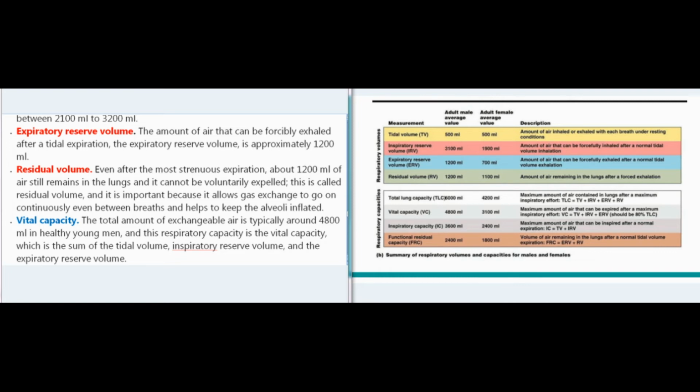Vital capacity. The total amount of exchangeable air is typically around 4800 ml in healthy young men, and this respiratory capacity is the vital capacity, which is the sum of the tidal volume, inspiratory reserve volume, and the expiratory reserve volume.